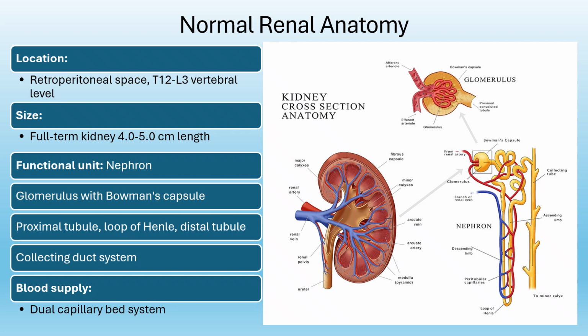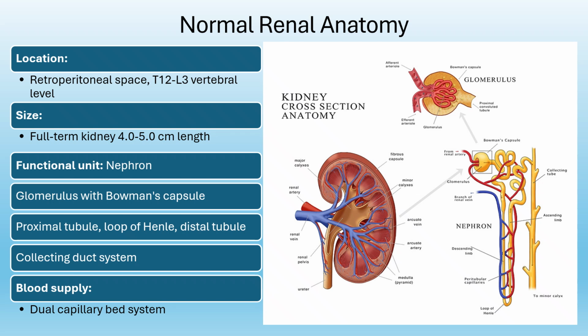Kidneys measuring below 4 centimeters suggest hypoplasia, while those exceeding 5.5 centimeters may indicate obstruction, cystic disease, or compensatory hypertrophy. Always correlate size with gestational age. A 4-centimeter kidney in a 28-weeker represents normal development, while the same size at term suggests pathology.